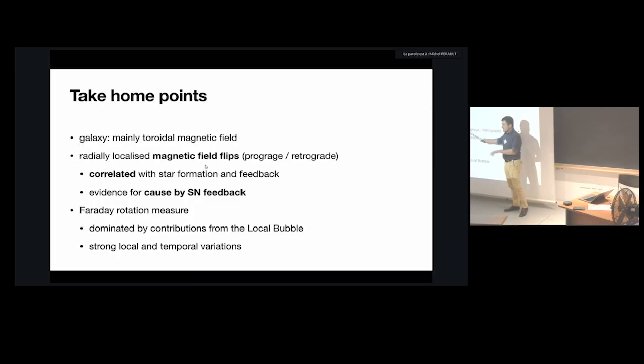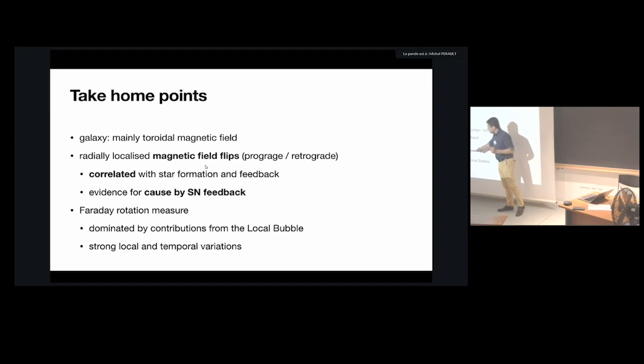So we see that the galaxy produces a toroidal large-scale field, as we expect from the dynamo. We see that there are localized magnetic field flips from prograde to retrograde. They are correlated with star formation, and there's a small evidence that it's actually driven by supernova feedback.